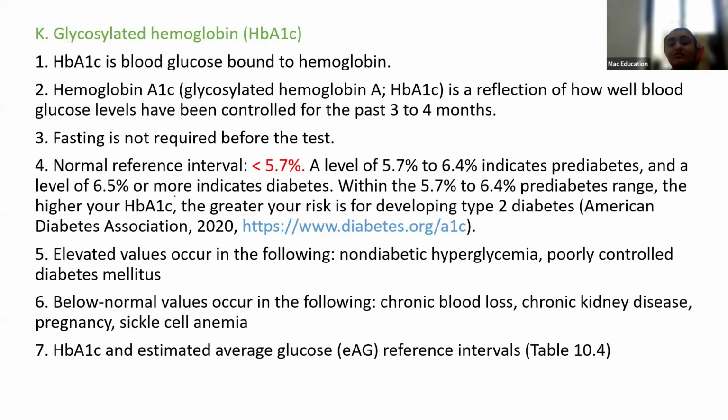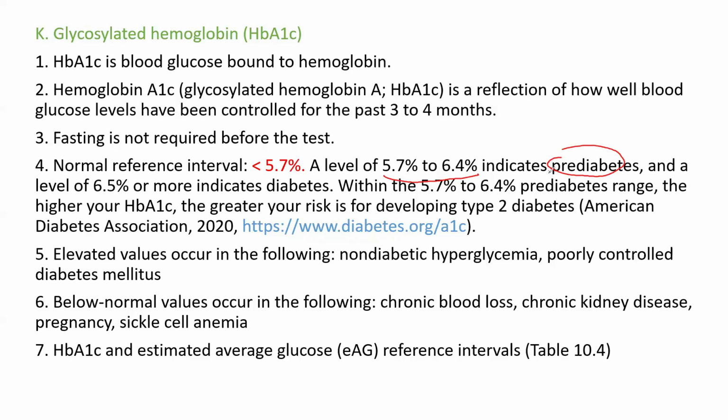So the normal value of HbA1c is always less than 5.7%. If the patient's HbA1c value is between 5.7 to 6.4, what does it indicate? It indicates pre-diabetes. What is pre-diabetes? Yes, there is a risk that the patient will get diabetes if the patient does not take any action. So that is the pre-diabetic state.